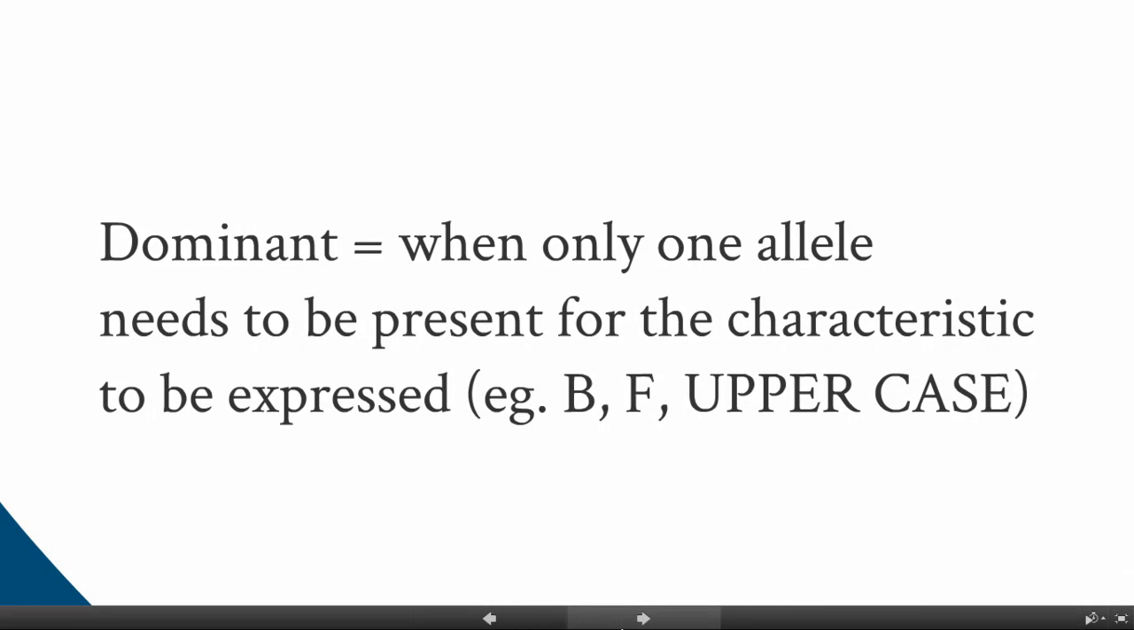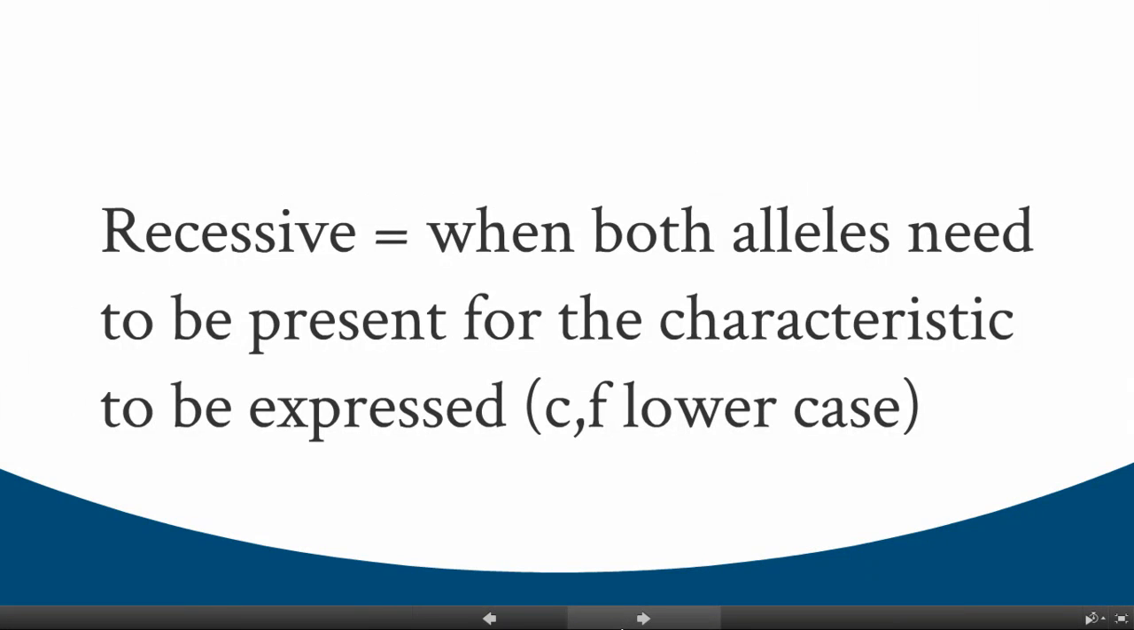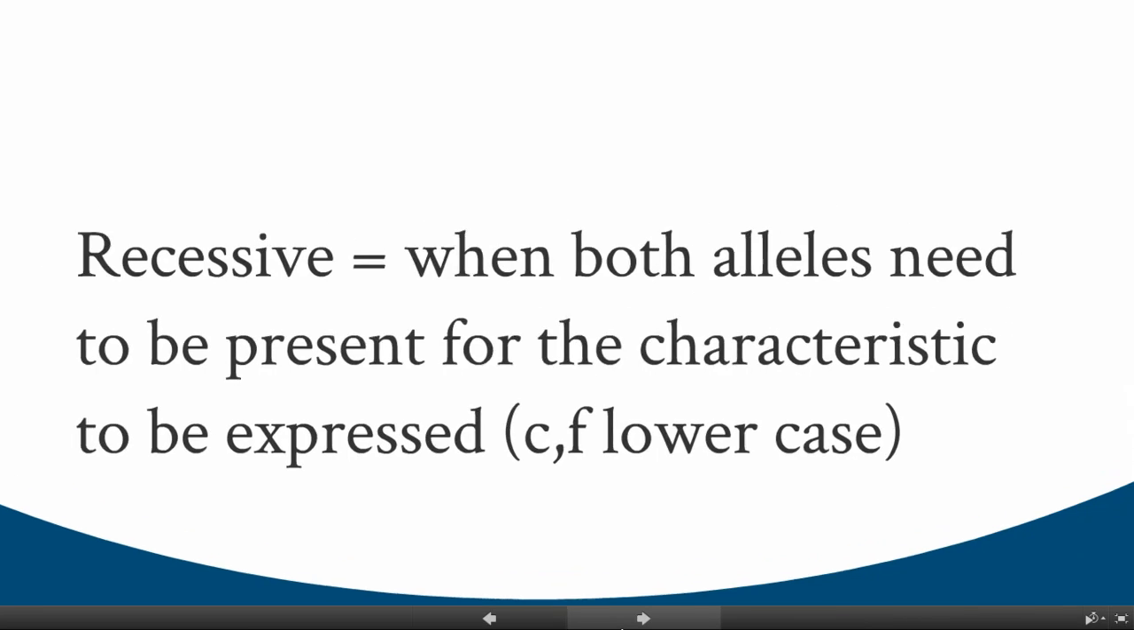A dominant allele is one where only one allele needs to be present for the characteristic to be expressed, and it's always represented by uppercase letters. An example might be the dominant allele for eye colour, let's say brown, and the recessive eye colour, which might be blue. You'd only need one brown allele, because it's the dominant one, for it to be expressed. Which takes us on to recessive: both alleles need to be present for the characteristic to be expressed, so you need two of them. An example of that is cystic fibrosis. You need both cystic fibrosis alleles in order to have the condition.